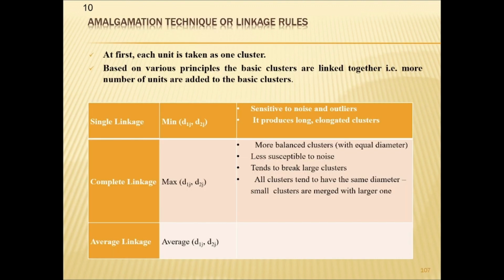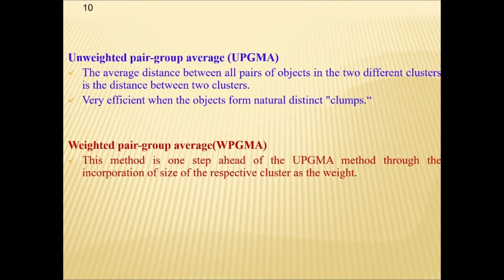Next. Now amalgamation linkage. There are three different linkages: single linkage, complete linkage, and average linkage. As I told you, it depends on whether we join using the nearest members or the farthest members of two groups. Next. Now, whether we give equal weightage to each and every character or not: if we give different weights, it is weighted; otherwise it is unweighted.